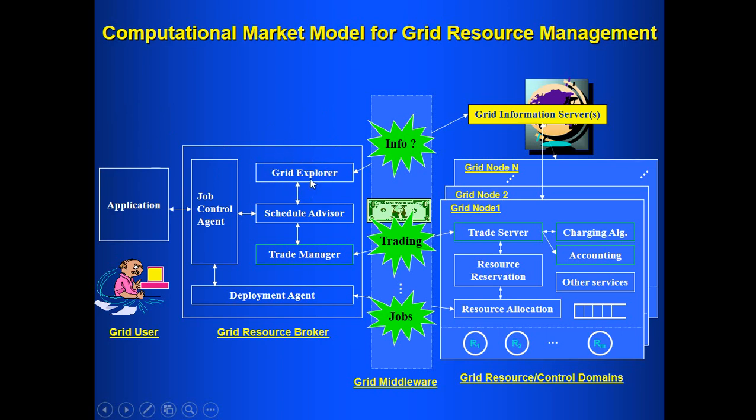Grid explorer is another component of GRB. Grid explorer is responsible for finding the resources that are needed for the job. For this purpose, according to the job's requirements, Grid Explorer prepares a message and sends it to GIS. GIS is a grid information server.